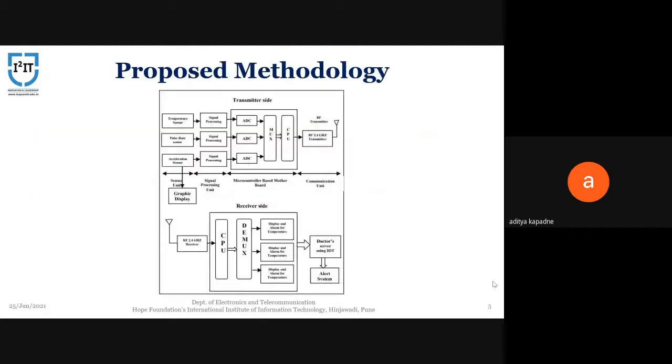This is the block diagram of the basic system which they have implemented. Here the system comprises a temperature sensor, a pulse rate sensor, and an acceleration sensor. These sensors are interfaced to signal processing so that the signals transmitted from these sensors are amplified and processed in such a way that they are suitable for the computer to read.